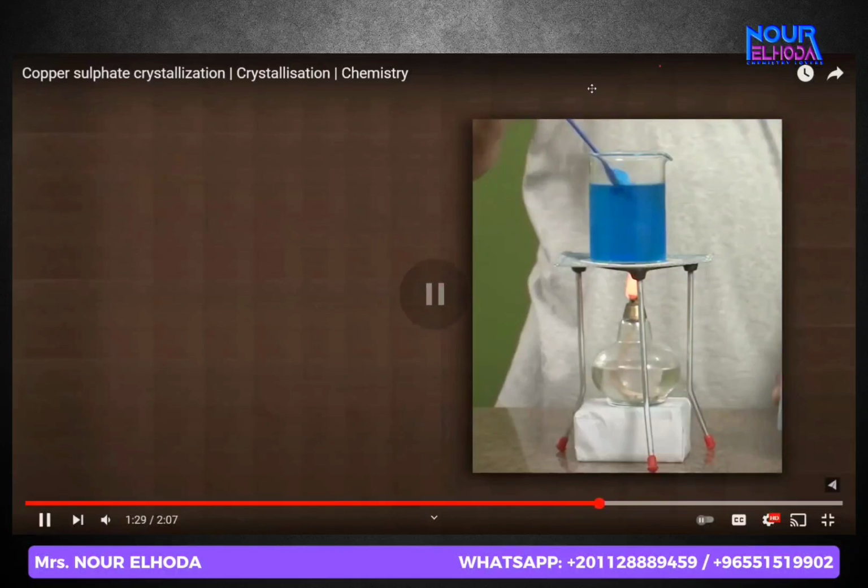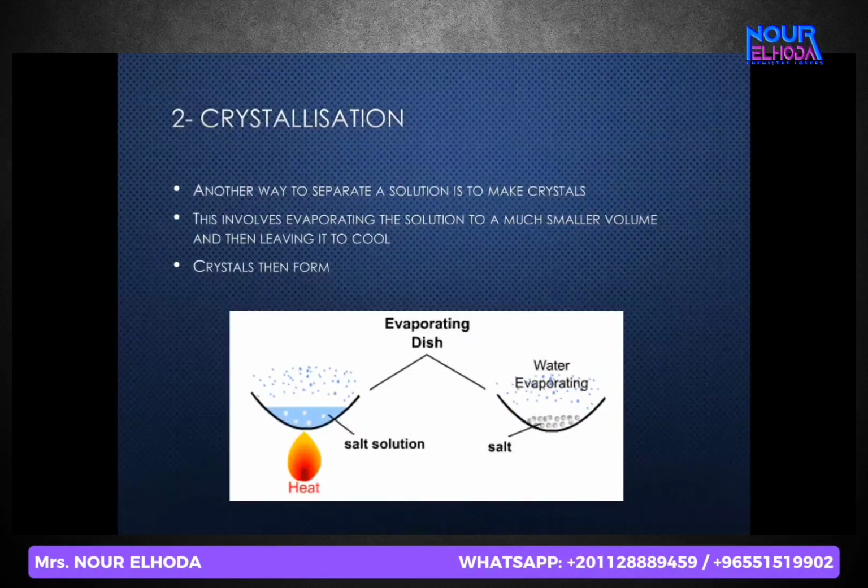Once we have the crystals, we are going to filter them first, so that if they have any water, it will be removed. Then I'm going to wash. Then I will dry. Any question?